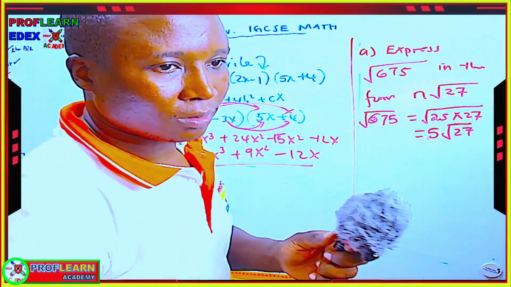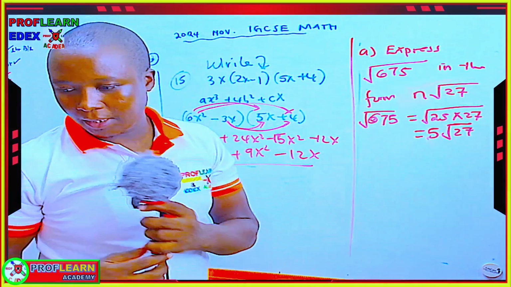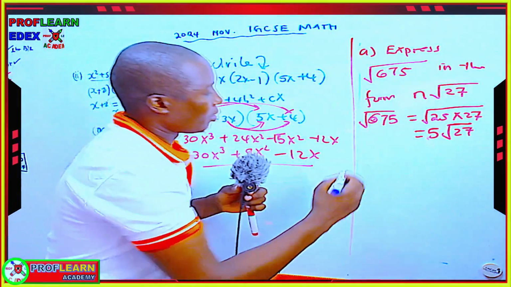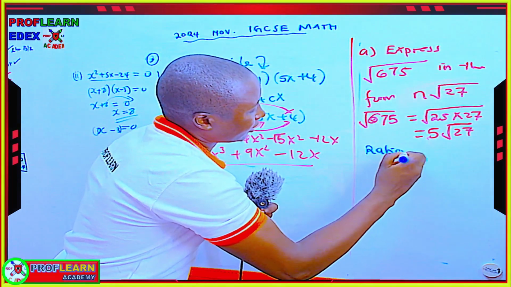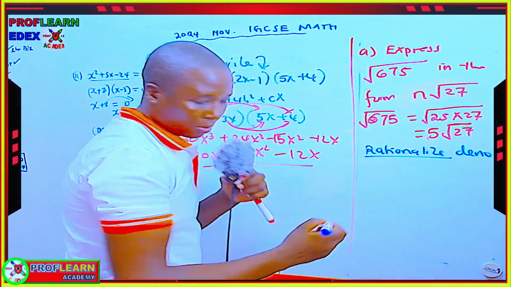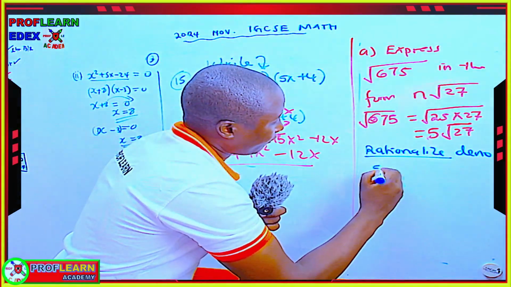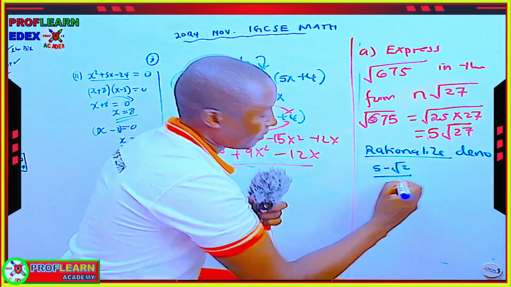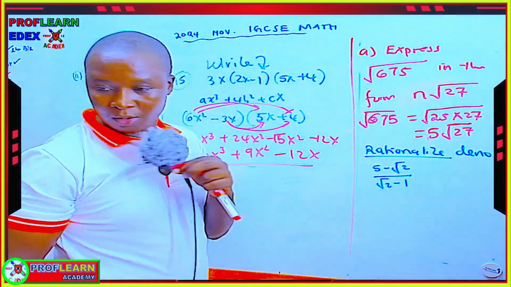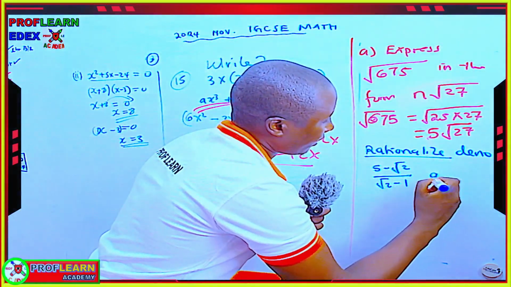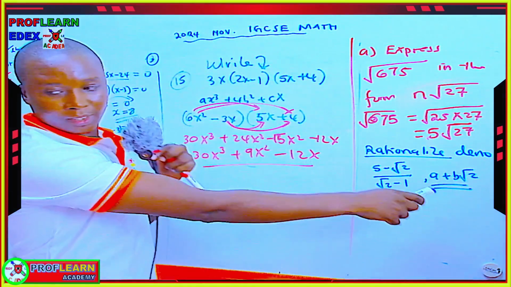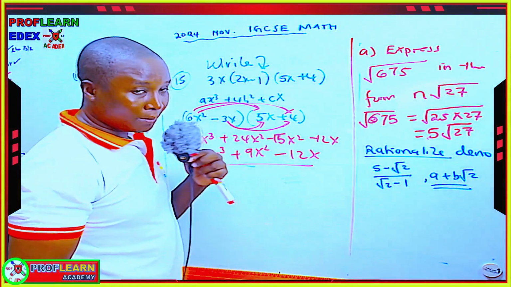this question, the second part of this question of surds was to rationalize the denominator. And the question that was provided was (5 - root 2) divided by (root 2 - 1). And then you are supposed to write it in the form a + b root 2. You are supposed to write it in this particular form where a and b are integers.